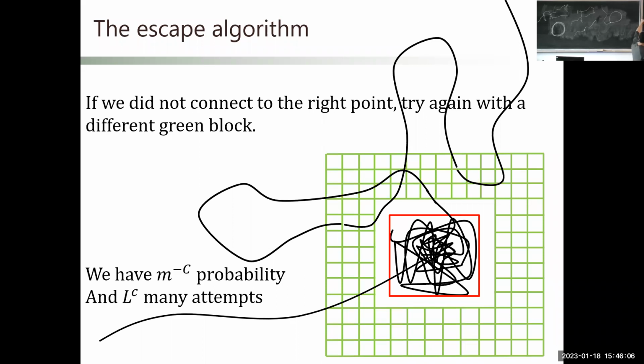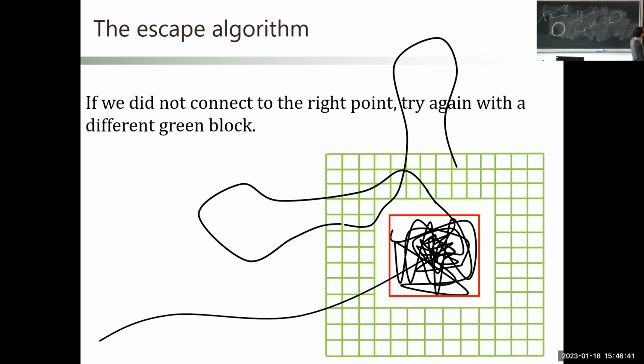And remember that each time you had polynomial in m probability of escaping fast, and you have polynomial in L many attempts. So this is like 1 over log probability. Every time you enter this small logarithmic size block, you have 1 over log L probability of escaping. And you have polynomially many attempts in L to escape. So this is the idea. Is it clear? Let's go over it once again.